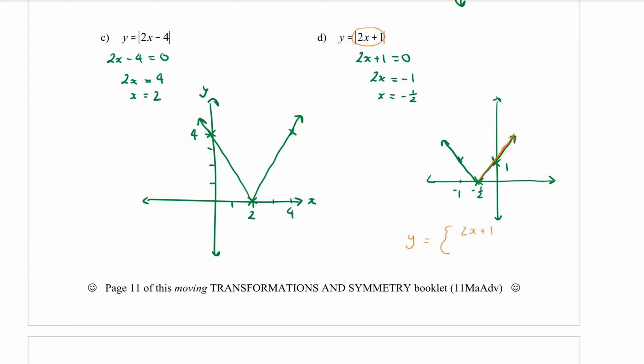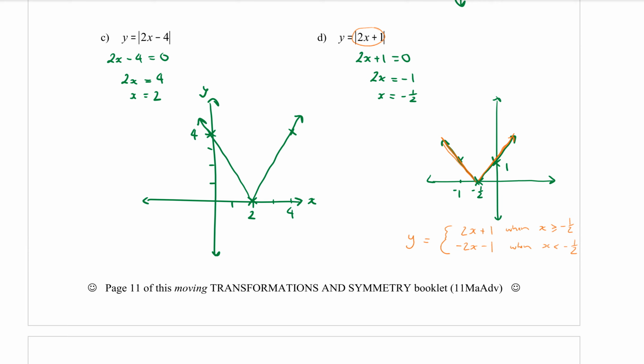The second line here is sloping in the negative direction. It is the negative version of what is inside that absolute value. And you need to change the sign of everything inside there. So it is negative 2x minus 1. Now, for that first equation, that was when x is going to be greater than negative a half. And the second equation we use when x is less than negative a half. Okay, and so obviously negative a half is where the point is.